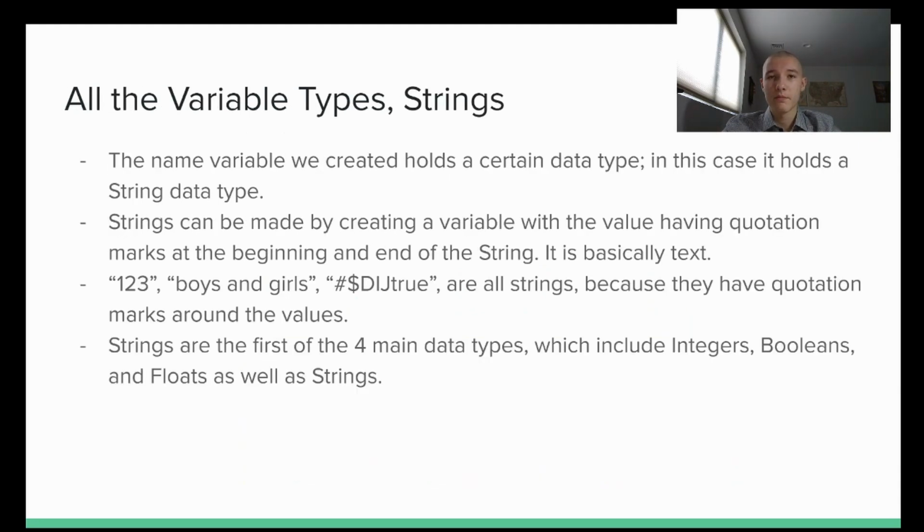So the first variable type is a string. And this variable that we created holds a certain data type. In this case, it holds a string data type. It can be made by creating a variable with the value having quotation marks at the beginning and the end of the string. It is essentially text. It could be a line of text, or it could be a word, or it could be a letter. It could even be a number or a float if it's in quotation marks. All these values right here, 1, 2, 3, this string right here, they're all strings because they have quotation marks around the values. Strings are the first of the 4 main data types, which include integers, booleans, floats, as well as strings.